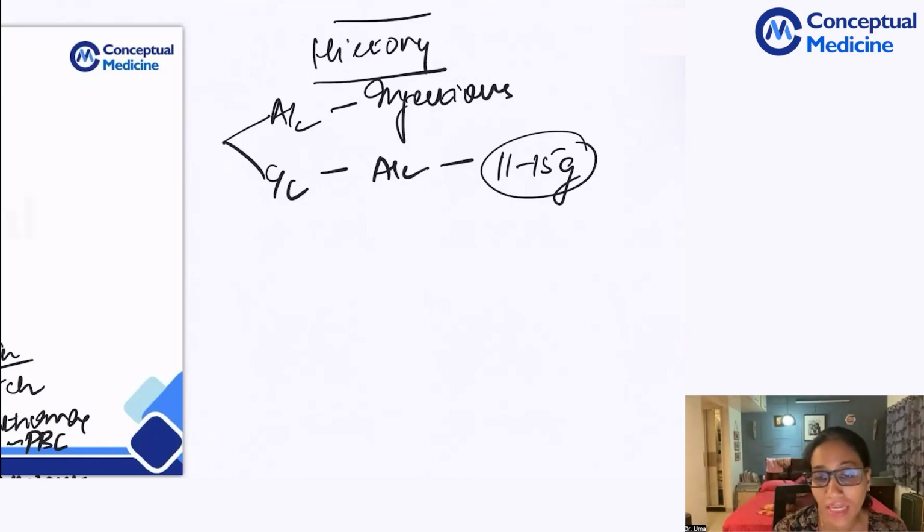And most of the patients who end up in alcoholic liver disease would have taken it for more than 10 years.